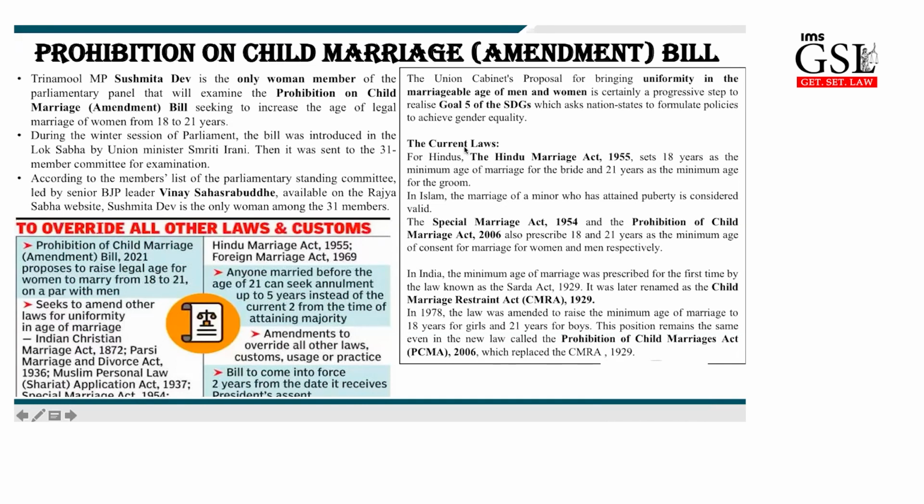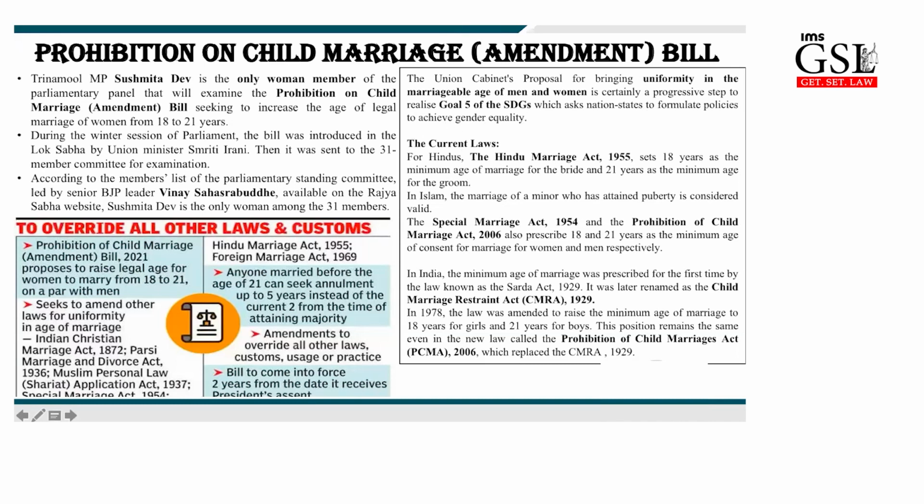So, the Union Cabinet's proposal for bringing uniformity in the marriageable age of men and women is certainly a progressive step to realize Goal 5 of the Sustainable Development Goals, which asks nation states to formulate policy to achieve gender equality.